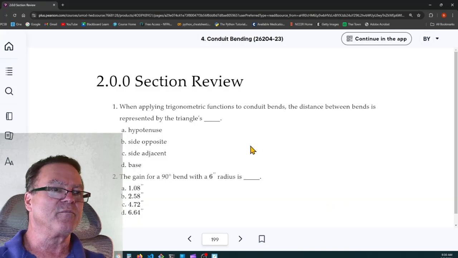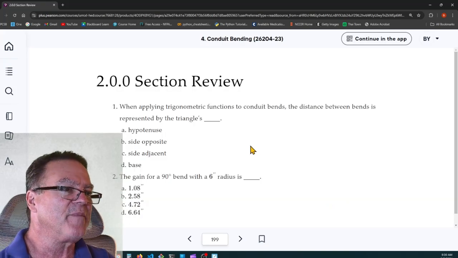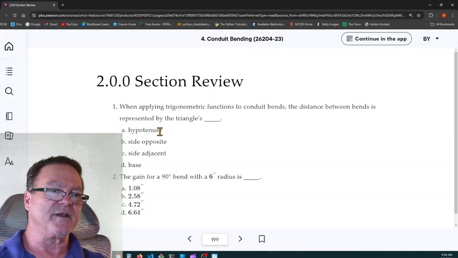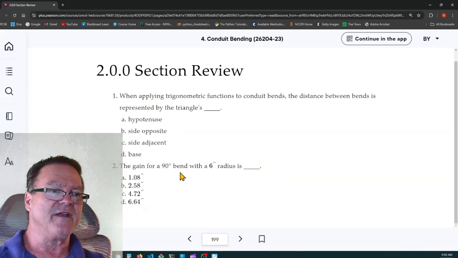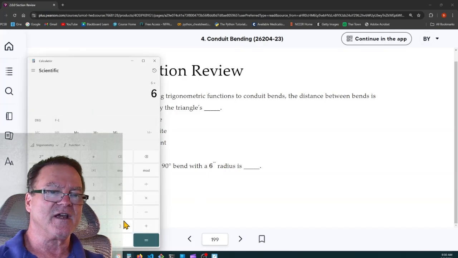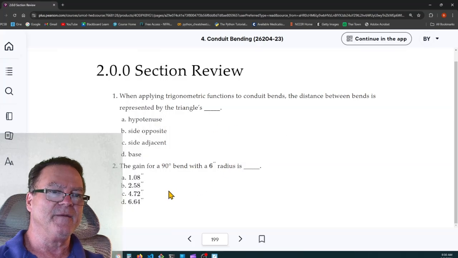All right. When applying trigonometric functions to conduit bends, the distance between bends is represented by the triangle's hypotenuse. And the gain for a 90-degree bend with a 6-inch radius, well, we do 6 times that 0.43, excuse me. So they're saying 6 times 0.43, and they're saying it's about 2.5 inches, 2.58.